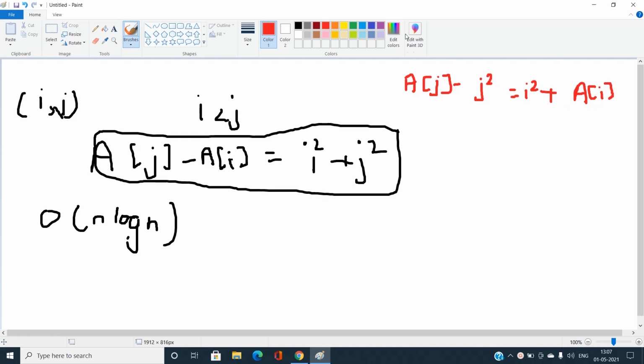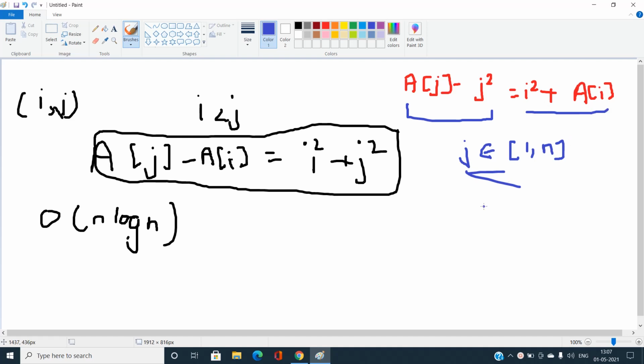How is this going to help us? What I am going to do is store aj minus j square for every j belonging to 1 to n. If I store the values of aj minus j square, this should be equal to i square plus ai according to this condition, and we need to find the distinct pairs of i and j.